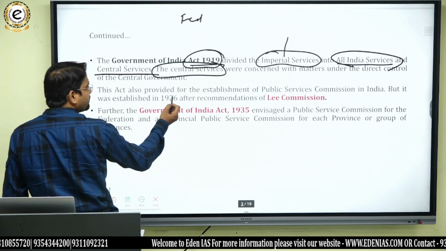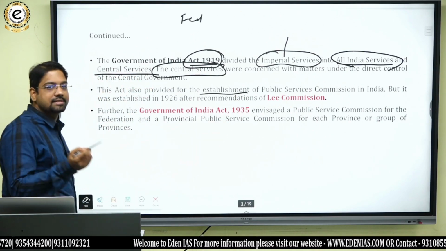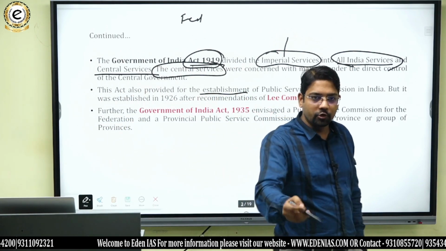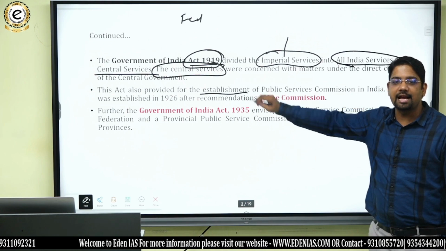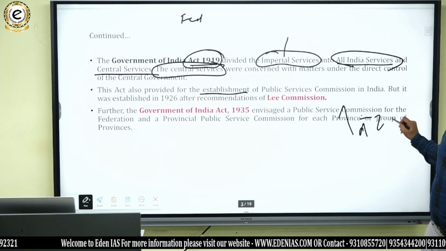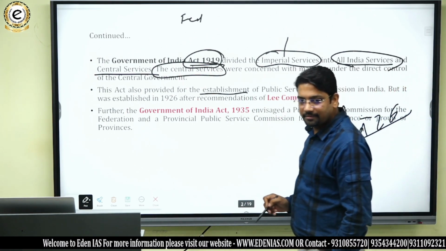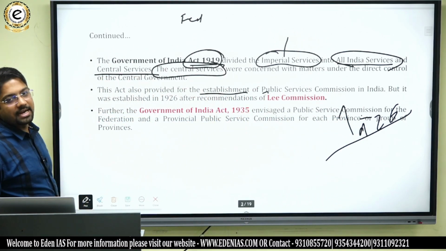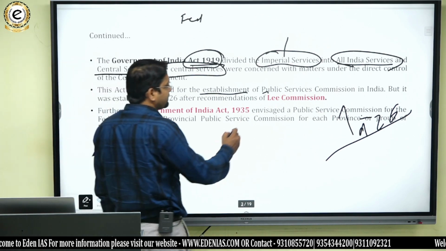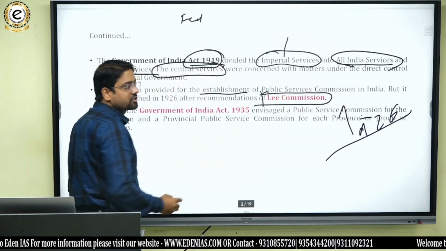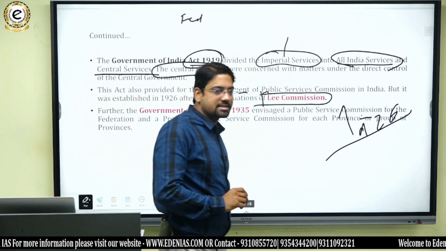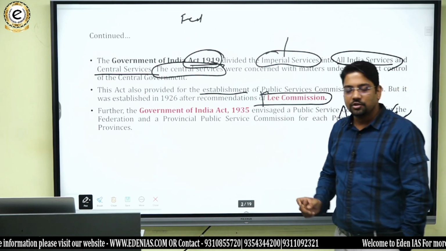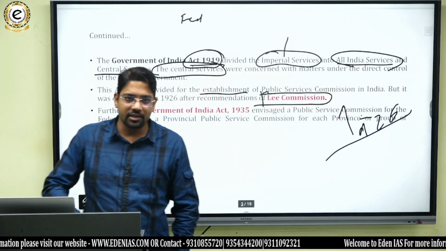So this act also provided for the establishment of the Public Service Commission. So in 1926, what you call UPSC right now, UPSC was established through this act. So the establishment of the Public Service Commission in India was in 1926, after the recommendation of the Lee Commission. So which of the following organizations was established on the Lee Commission's recommendation, of the options? UPSC, CAG, and all these things, right? So you can identify your answer, right?